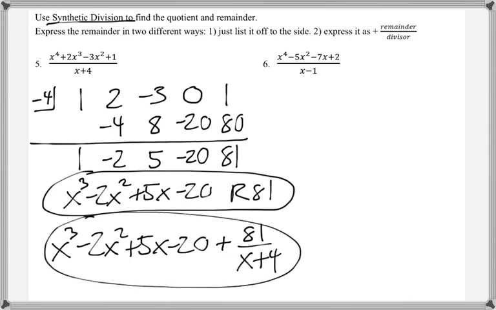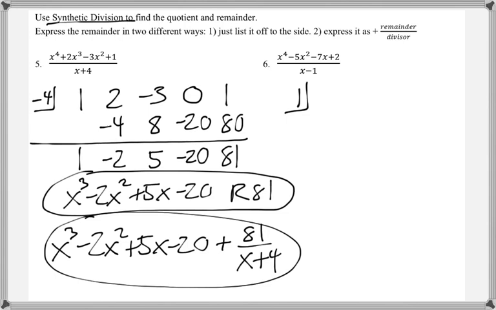So this takes a lot less time than long division, and usually students like this a lot more. I know I personally like it a lot more. Let's do number 6. So because I'm dividing by x minus 1, I want to take the 0 of that, or the opposite, which is 1.